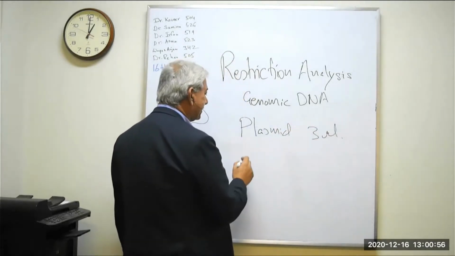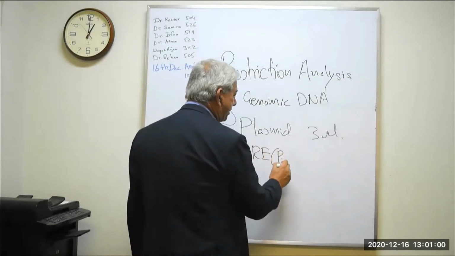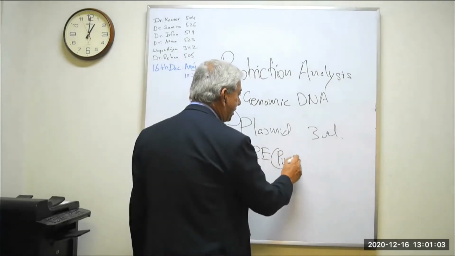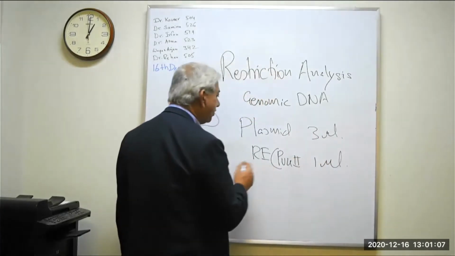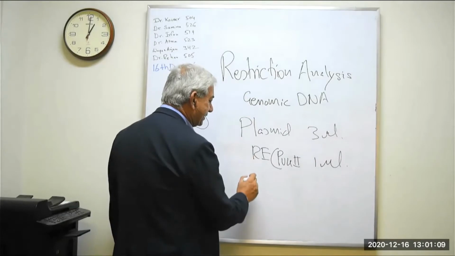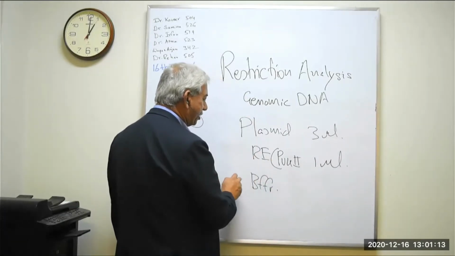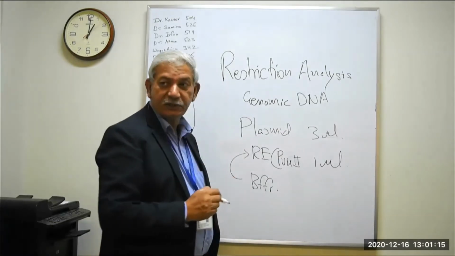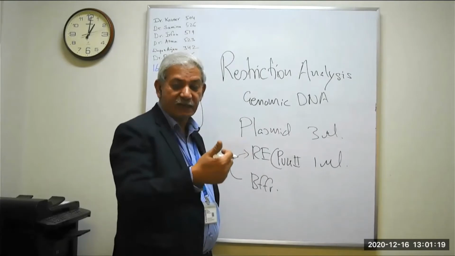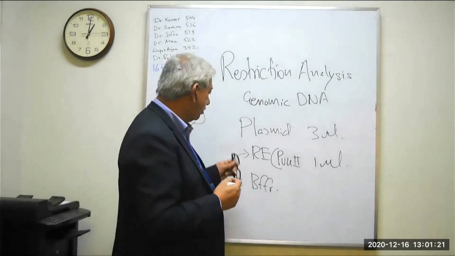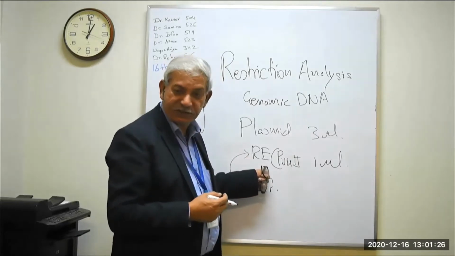The restriction enzyme, which in this case is PVU2, we will use 1 microliter of that, and then we will have the restriction enzyme buffer. These buffers are very specific to the restriction enzyme. They are low salt, medium salt, or high salt buffers. So we will select the buffer according to the restriction enzyme.